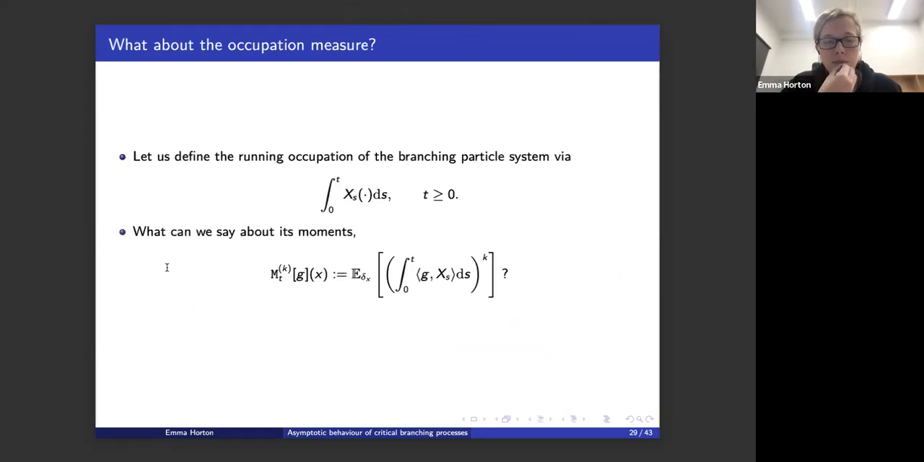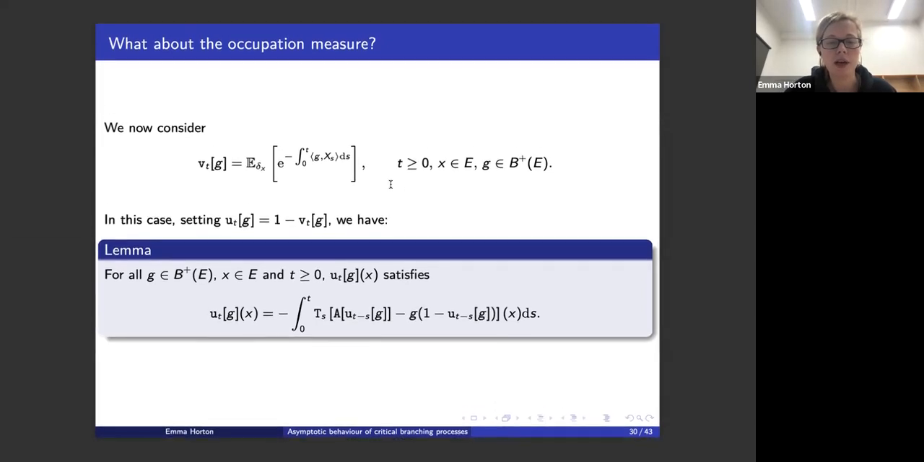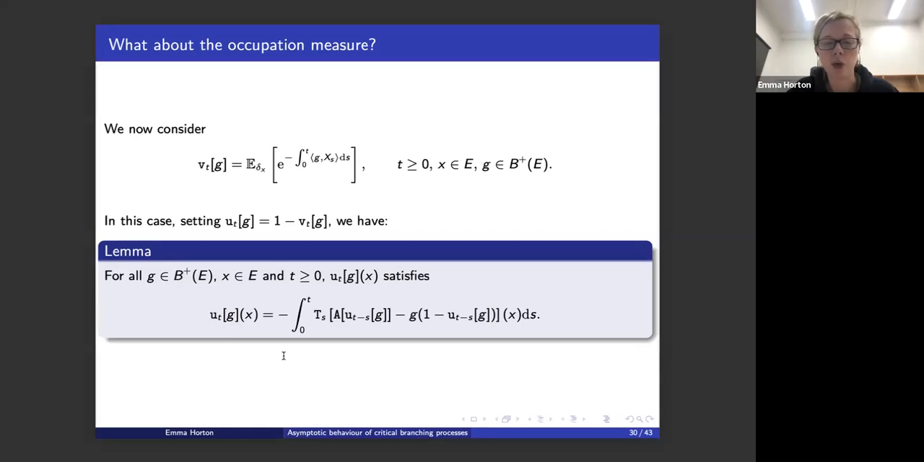And it turns out that this method is robust enough to do exactly the same thing for the running occupation measure of the branching particle system. So what now happens if we're interested in looking at the kth moment of the integral of the process up to time t? I'm not going to do all the same steps again, but just outline that the same techniques can be used. So we can again define a nonlinear functional here, which involves the exponential of this occupation. And again, we can write down a nonlinear evolution equation for one minus this expectation.